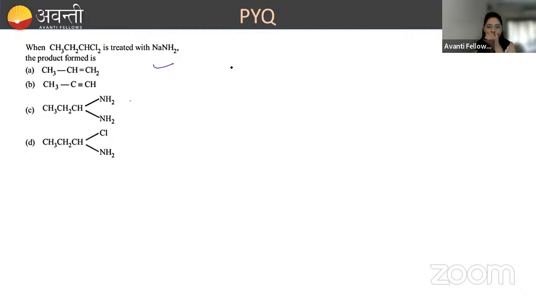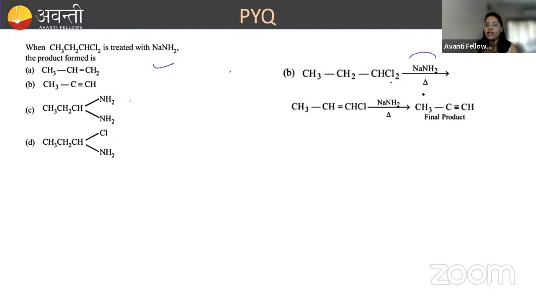Okay, so here what is happening is when a dihalide reacts with NaNH2 and we give heat, there is a removal of what? HCl. When H here and Cl here go, there is a formation of a double bond. That double bond again reacts with NaNH2 and there is a formation of the final product, that is alkyne. So our B is the correct answer. Okay, we have seen this reaction, right?